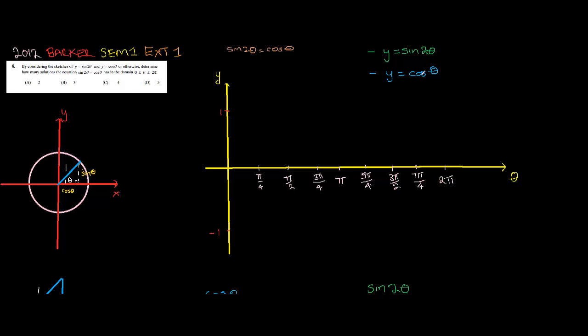So the general philosophy we're going to use is to graph these two functions. I'm going to do sine of 2 theta in green and cos of theta in blue, and then just count how many times they intersect, basically. That's all we're going to do. We'll start off with cos, because cos is the easiest one. We've been doing it since Jesus was a boy.